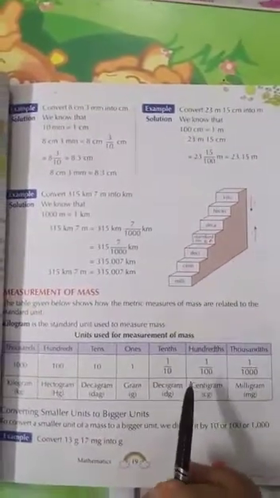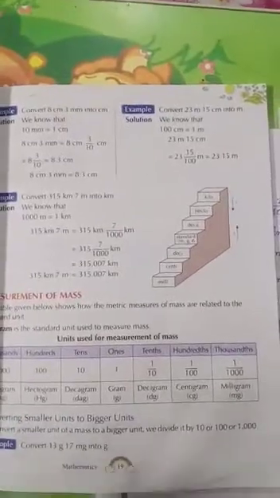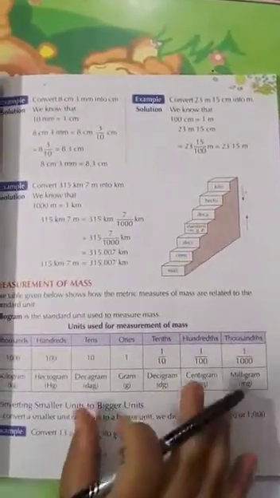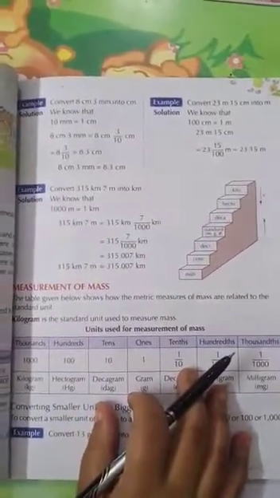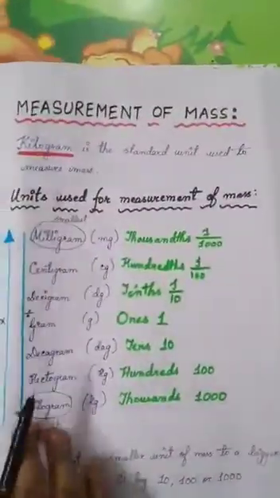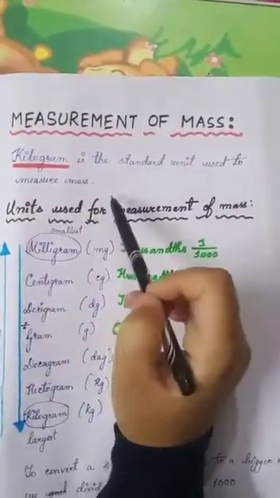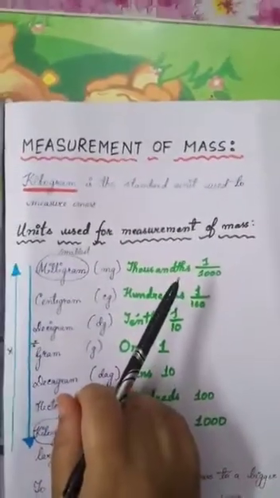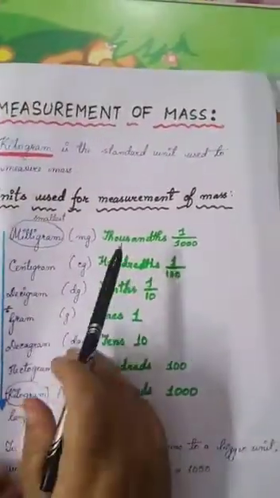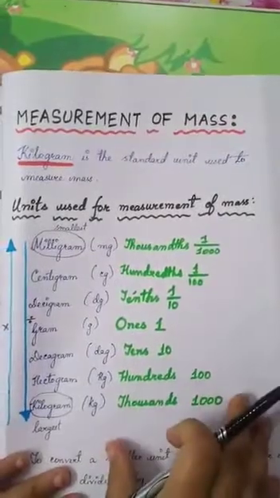Okay. So children, like in length we have smaller units and bigger units, similarly for measurement of mass also we have smaller units as well as bigger units. First of all, see here, kilogram is the standard unit used to measure mass. So which is the standard unit used to measure mass? That is kilogram.